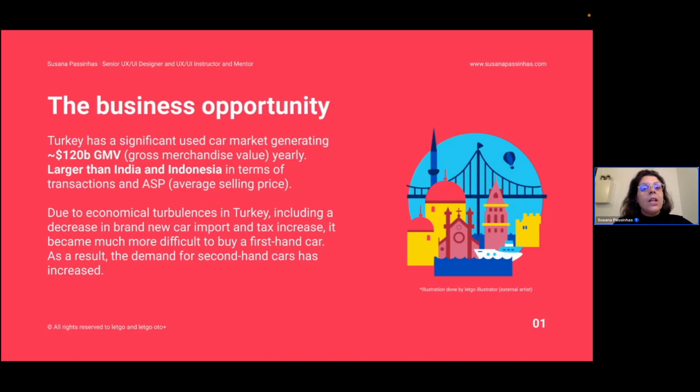In this case, there was the business opportunity. Strategy and business did an investigation, let's say. People work together in companies, not isolated. Of course you know this. Turkey had a significant used car market, generating a lot of money, 120 billion yearly, larger than India and Indonesia in terms of transactions.